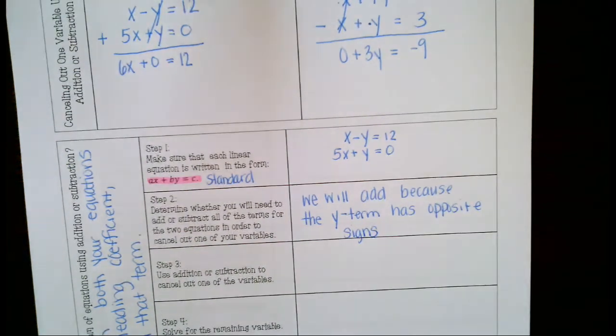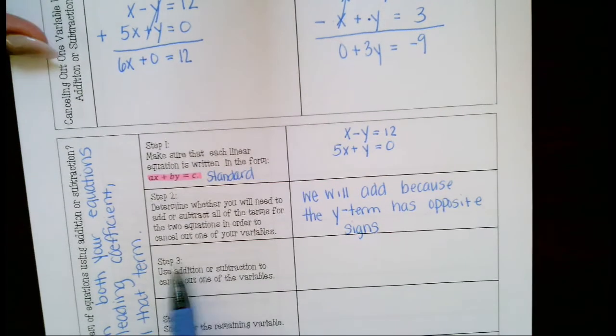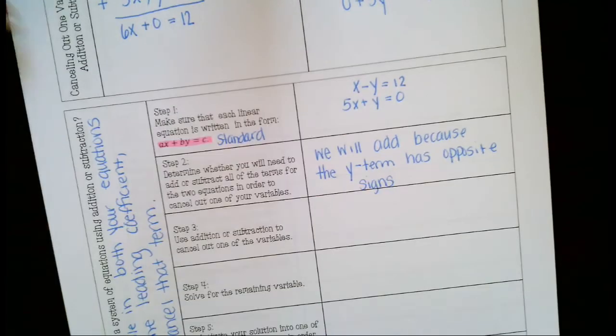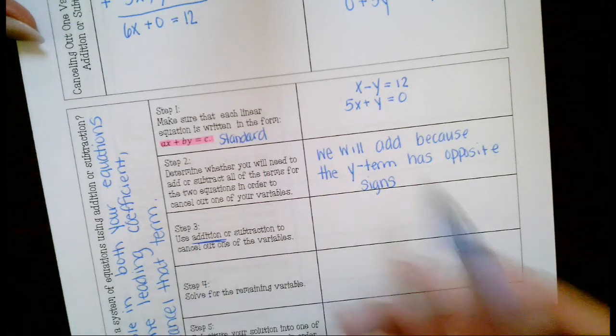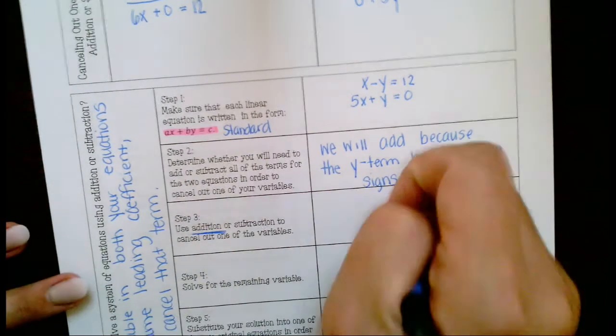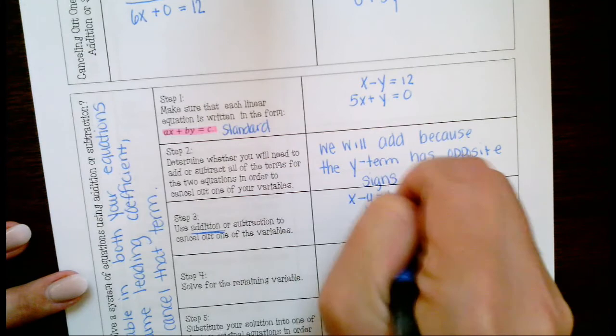Okay, so right now some of this looks exactly like we did on top, and that's fine. Okay, so we're going to go ahead and do it. We're going to use addition or subtraction. In this case, we already said we're going to be using addition, okay, because we have our opposite terms. So I have x minus y equals 12.